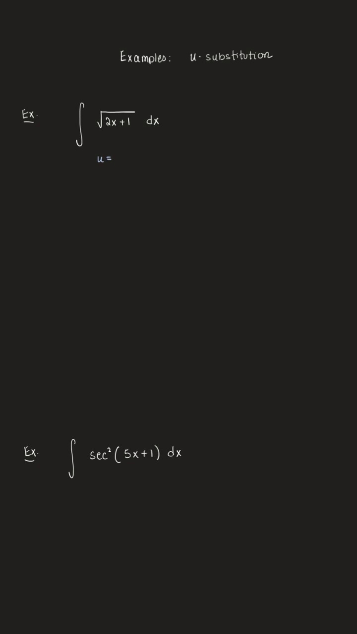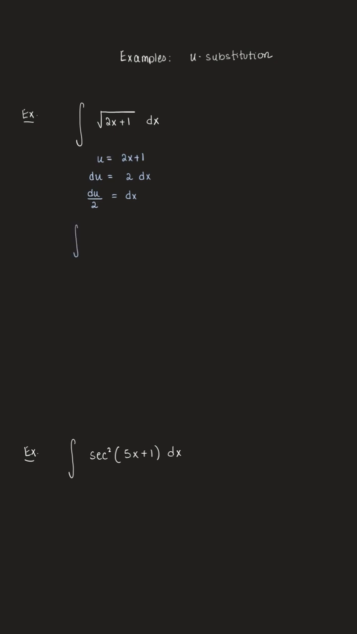So if we let u be 2x plus 1, remember we have to transform the entire integral to be in terms of u, so we need to find du by finding the derivative of u, and that will be 2 times dx. And so here we can see that if we solve for dx, dx is du divided by 2, and that's something that we can substitute when we convert our integral to be in terms of u instead of x.